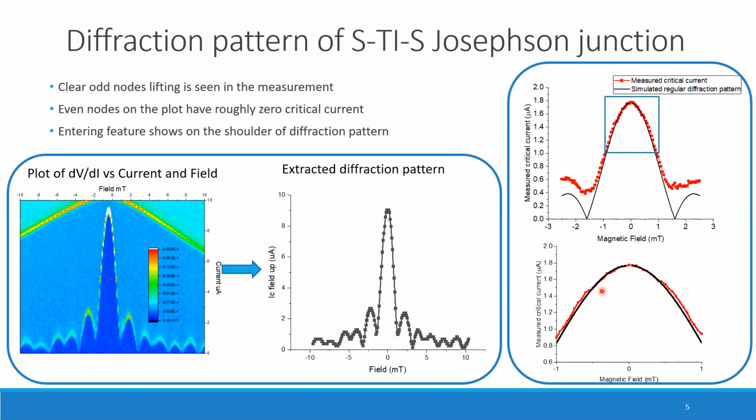But if the field is large enough, we start to see a tiny bump on the diffraction pattern, which is different from the black curve. So this indicates we have observed the anomalous feature due to the existence of the Majorana bound state on the diffraction pattern.